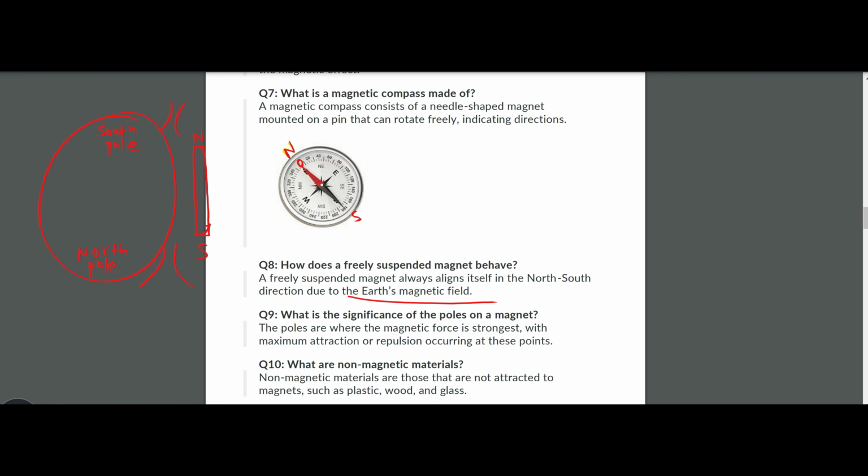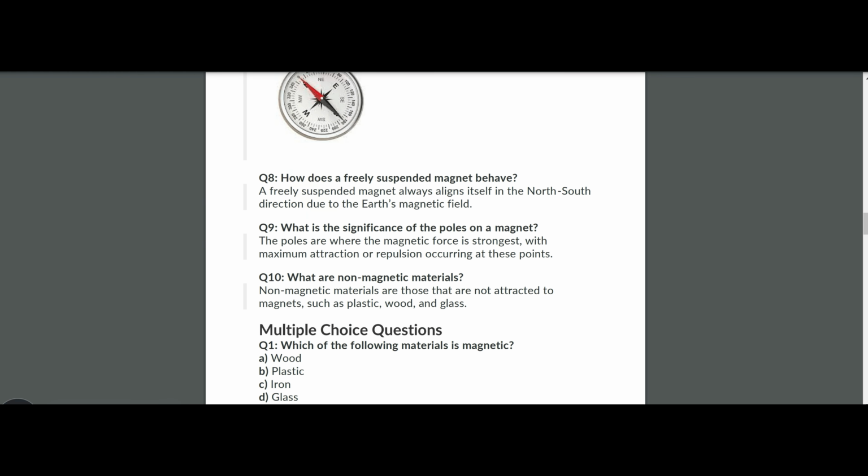Now you see here, how does a freely suspended magnet behave? A freely suspended magnet always aligns itself in the north-south direction due to Earth's magnetic field. This is over. Now you come to your question number 9. What is the significance of the poles of a magnet? The poles are where the magnetic force is strongest, with maximum attraction or repulsion occurring at these points.